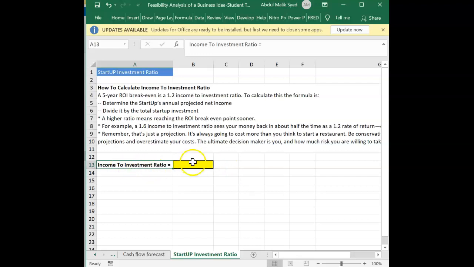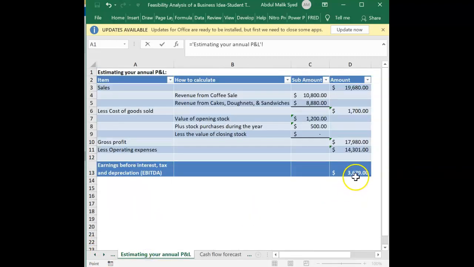So let's do how to calculate the startup investment ratio. 1.2 is good. The greater, the better. The lower, the riskier the business is. So let's see this cafe business. I need the annual projected income that we have already done in the estimating your annual. So this is my annual projected income. Divide this by your startup cost.